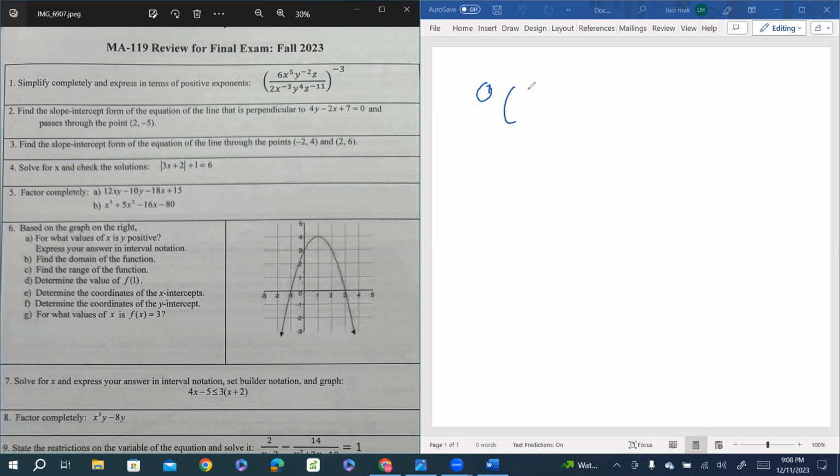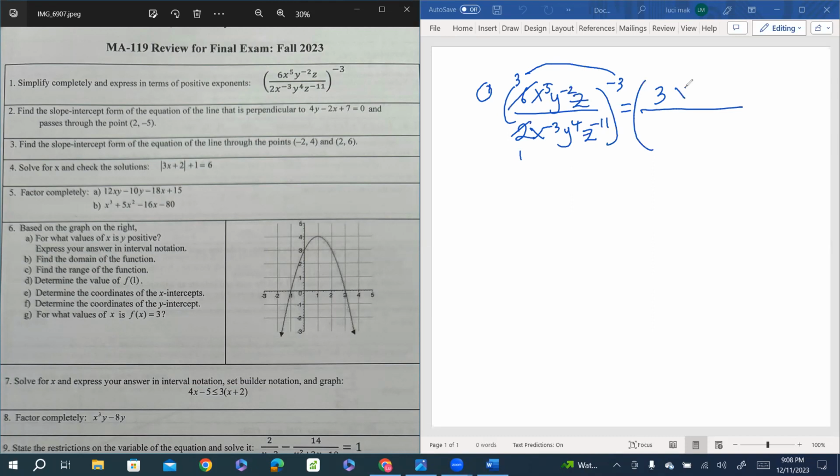We have 6x to the power of 5 y to the power of negative 2 z divided by 2x to the negative 3 y to the fourth power z to the negative 11, all to the power of negative 3. First, I could reduce 6 divided by 2, that's 3. And so we have 3 to the power of, I'm going to distribute this exponent. I could simplify the inside and then distribute it. Let's do that actually.